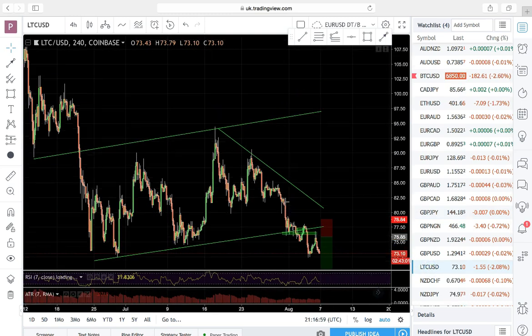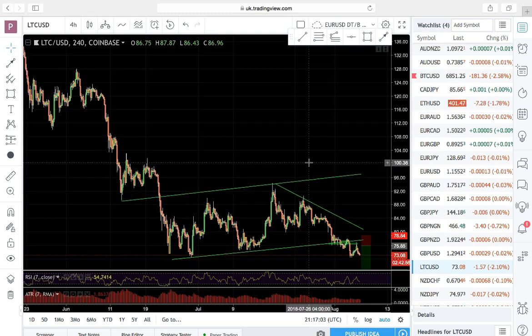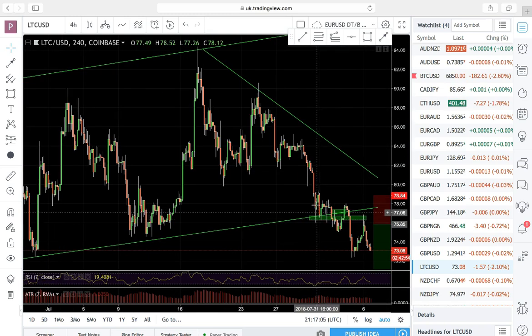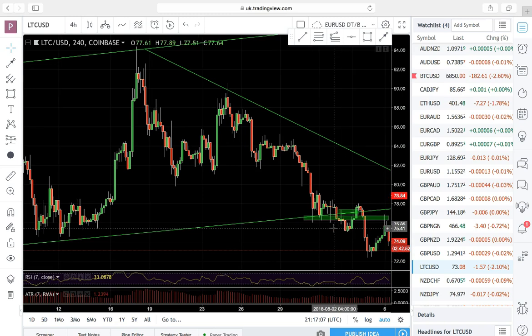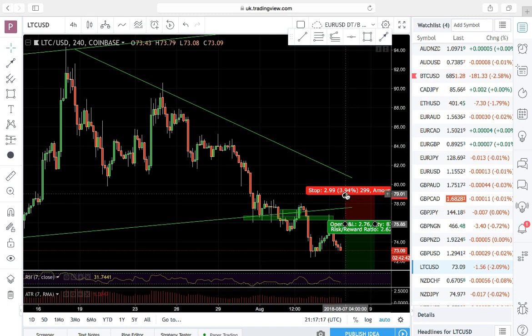Let's go to the coins. Yep, just another channel. We have a break. Same principle. We have a break on the 4-hour. In this case, we kind of poked its head back up, but we have a good protection on the stop here.